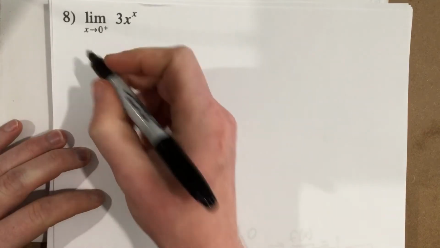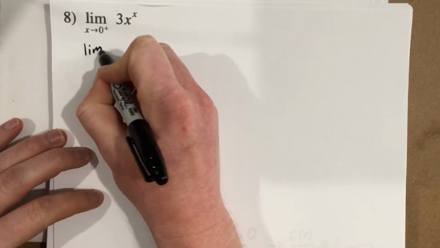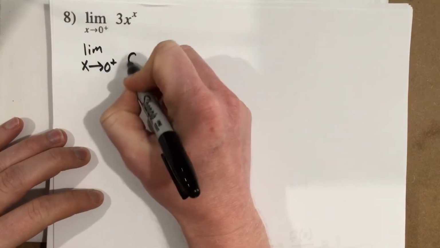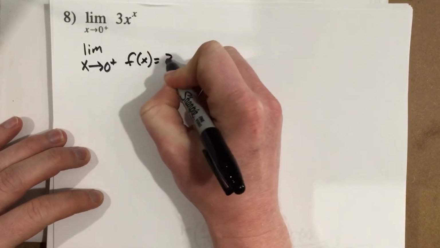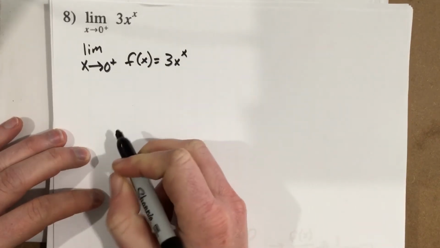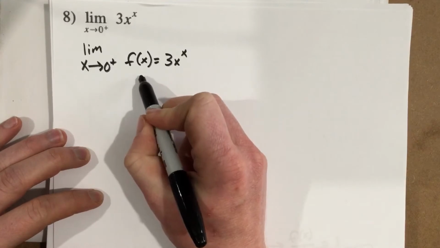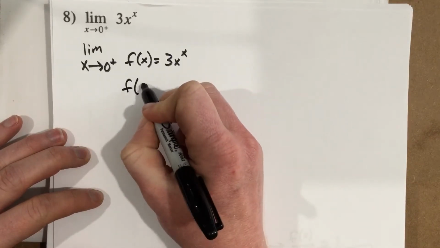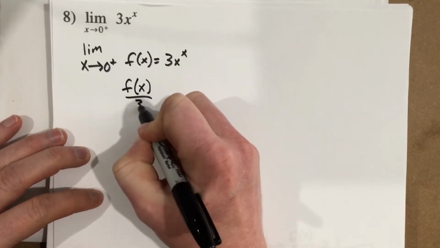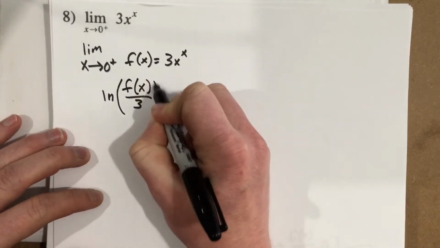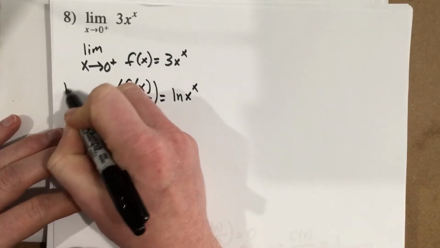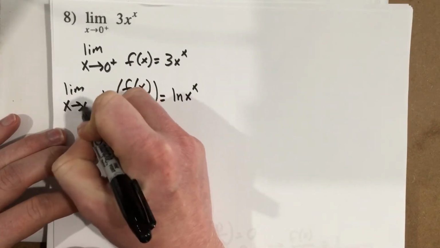So we're going to rewrite this as the limit as x approaches 0 from the right. And we're going to say f of x equals 3x to the x. And again, just like in the previous problem, we're going to divide by 3, and we're going to do the natural log of each side. So I'm going to get the natural log of f of x over 3 equals the natural log of x to the x power. Remember, we're still doing the limit as x approaches 0 from the right.